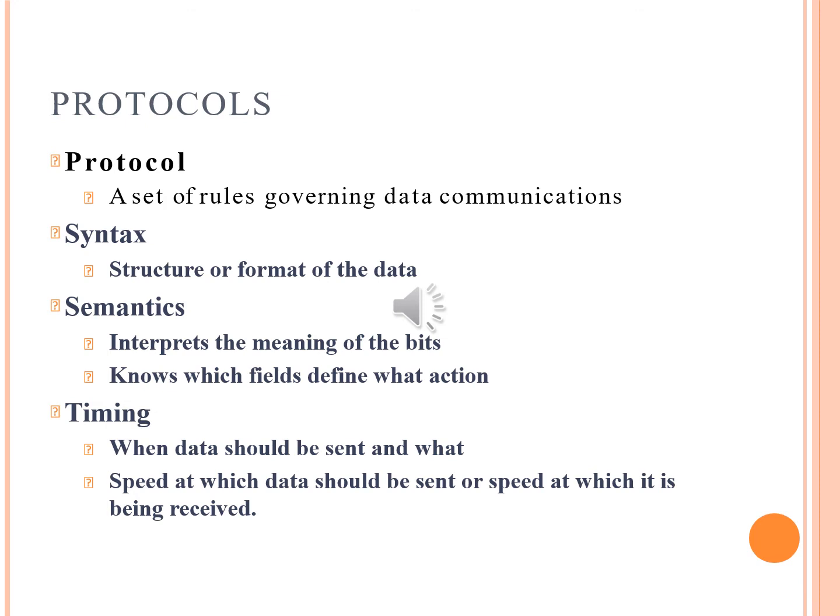Then we have, see, it works on certain things, right? The first is the structure or format of the data, that is known as syntax. We have semantics. Semantics interprets the meaning of the bits, and defines what action to take. That is semantics. And we have timing, basically when data should be sent, or what data needs to be sent. And then we have the speed at which data should be sent, or the speed at which it is being received. So all these things are included under protocols.